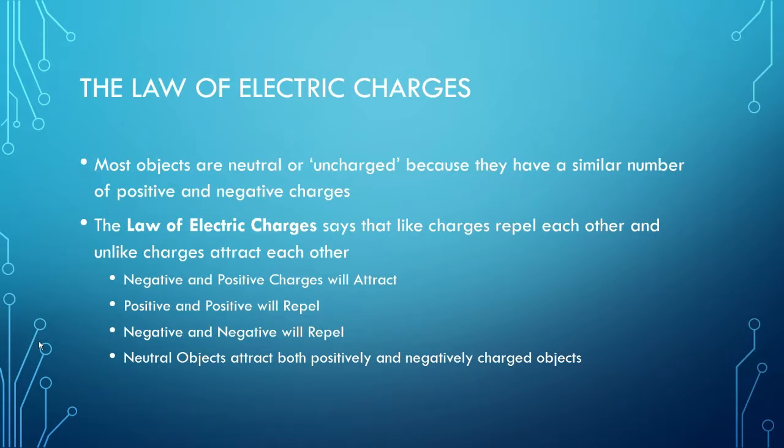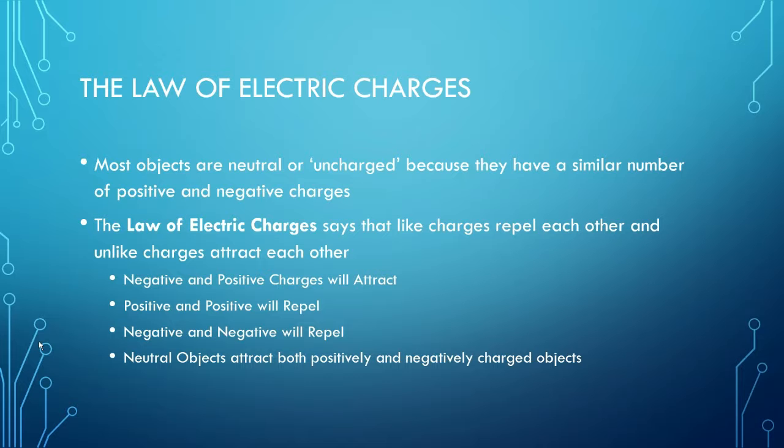So the law of electric charges. Most objects are neutral or uncharged because they have a similar number of positive and negative charges. The law of electric charges says that like charges repel each other and unlike charges attract each other. So what does that mean? That means negative and positively charged objects will attract, positive will repel positive, negative and negative will repel, and neutral objects attract both positively and negatively charged objects.